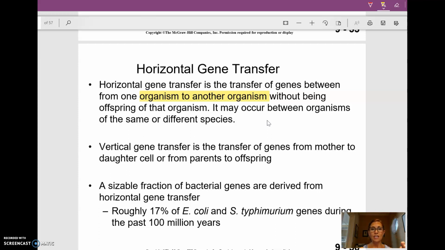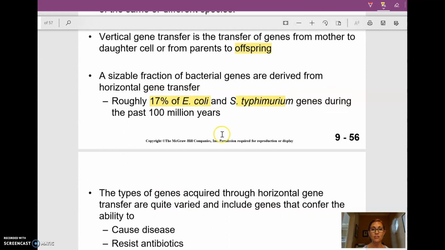Horizontal gene transfer is where you have transformation, transduction, or conjugation occurring, not cell mating. So vertical gene transfer always produces offspring. Horizontal gene transfer is going to be transforming cells. So it turns out 17% of E. coli and streptomycin genes have come about through incorporation of E. coli and streptococcus over the past 100 million years.